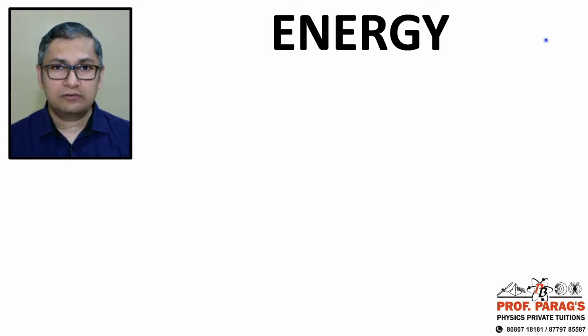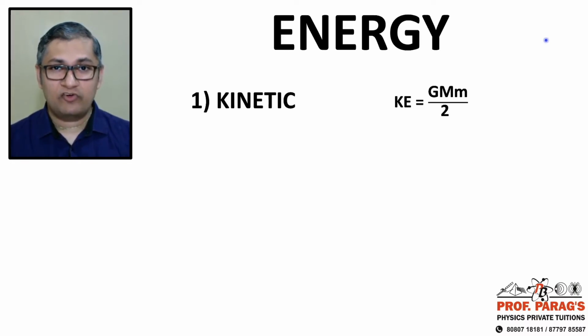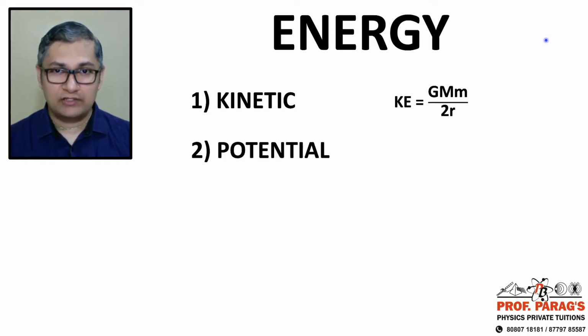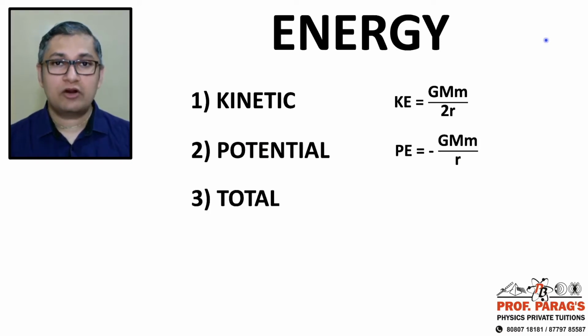Okay, so coming back, we have kinetic energy, the formula for which was GMm by 2r. We have potential energy minus GMm by r. Adding up the two, we got the total energy, which was minus GMm by 2r.